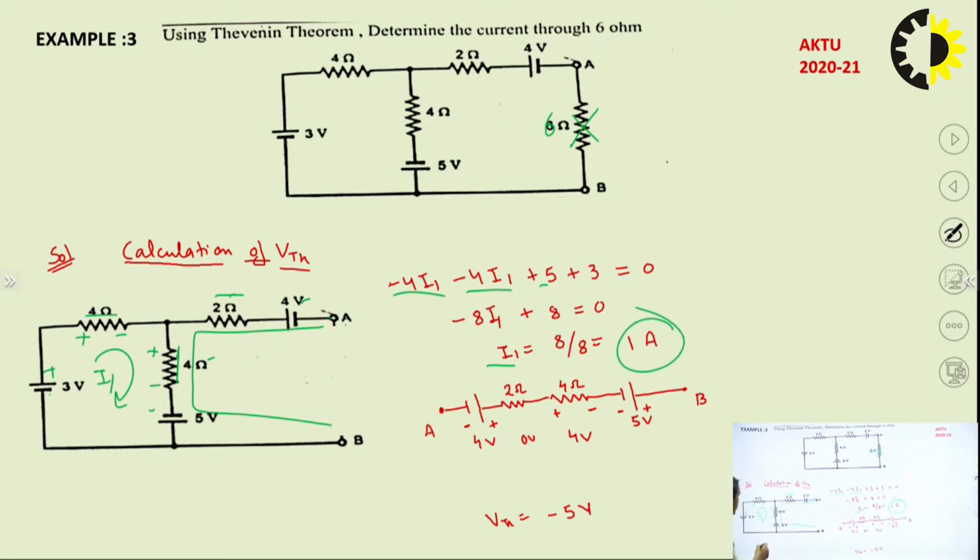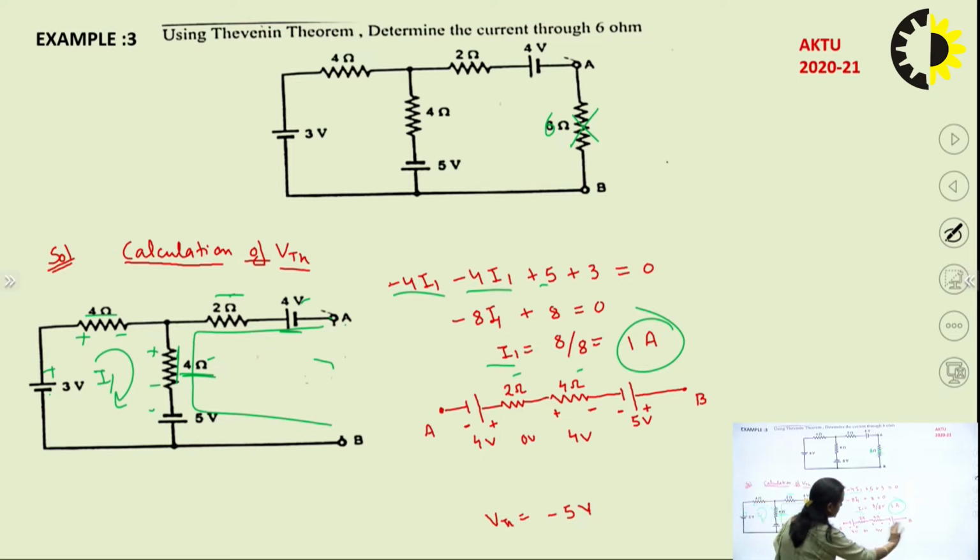Now we know the current flowing through this 4 ohm is 1 ampere, right? So now we will draw this path from A to B. So I have drawn this path from A to B. First you will get the negative terminal of this 4 volt, then you will draw the positive terminal because we are going from A to B. Then you will draw this 2 ohm resistance, then this 4 ohm resistance, and then this 5 volt. When you are traveling from A to B, first you will reach the negative terminal. So here you will draw the negative terminal first, then the positive terminal, and then you are reaching the terminal B, right?